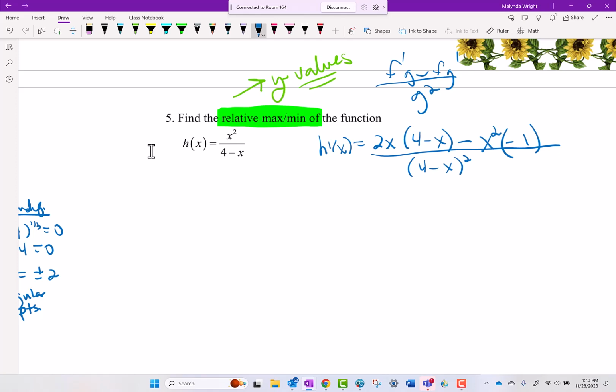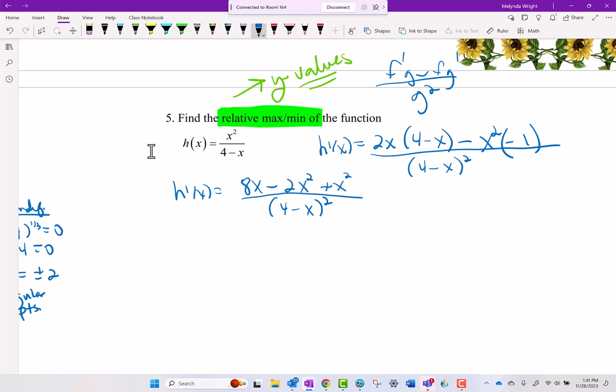That's our first derivative. Now, we're going to have to set the top and bottom equal to 0, so we're going to have to clean it up. It's a bit of a mess, but we just need to do a little bit of algebra. So let's work some algebra. I'm going to distribute the 2x. So 2x times 4 is 8x. 2x times negative x is negative 2x squared. Negative x squared times a negative 1 is a positive x squared. And that is all over our nice little denominator.